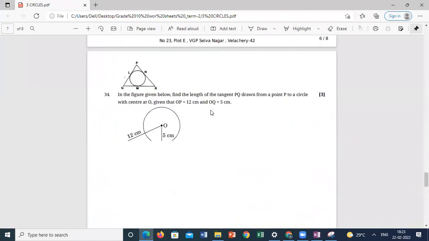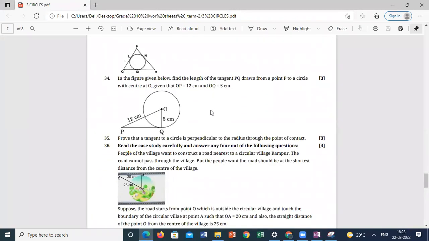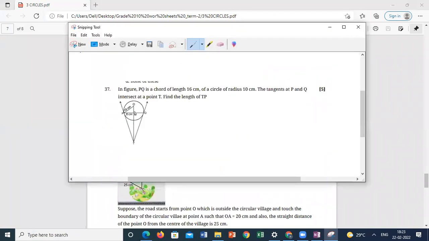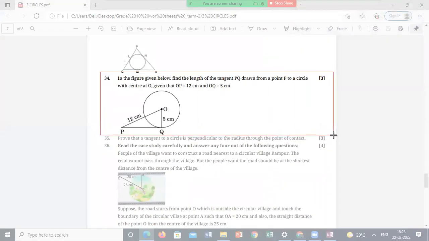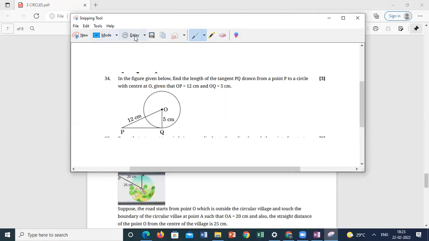Case-based questions, once we share the worksheets, we can do it in the next classes. The 35th question is a theorem. Going to the 34th question, it's a direct question from the textbook. You just have to prove that the radius is always perpendicular to the tangent drawn at any point on the circle.